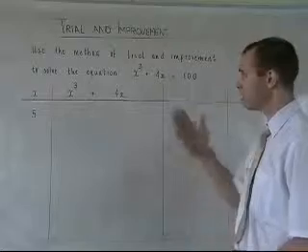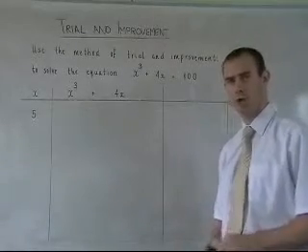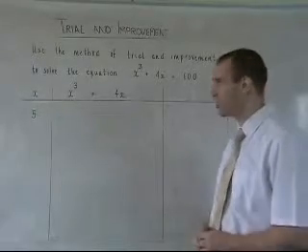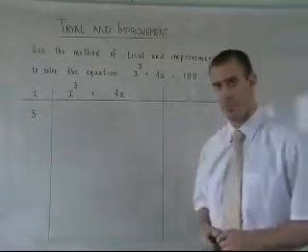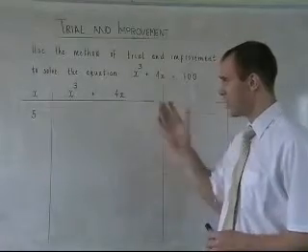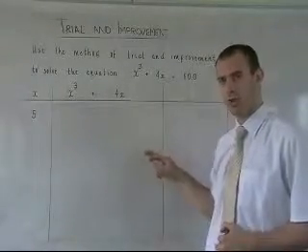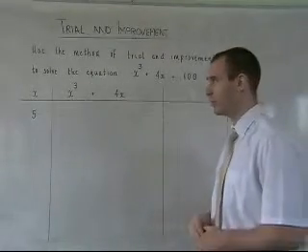Talk about trial and improvement. Trial and improvement is an algebra topic, which is a method used for solving equations. Now, you get a question such as this in an exam, and you won't necessarily have all this laid out for you with a table, but you will be expected to draw this table up, and you will not get full marks if you don't.